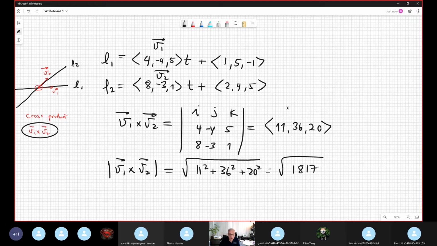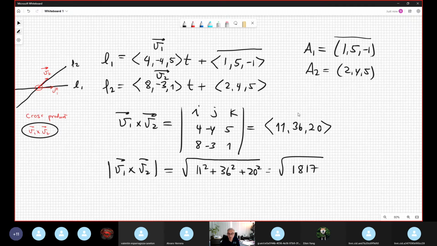Now I need to find the points A1, A2. Well, the point A1 on the first line is 1, 5, -1. Where does that come from? Well, remember the equation. This is like a vector, no? And this is like a point, under the assumption that t is 0. Or t not necessarily 0, guys. Any number. And this is s or t. It doesn't matter. Then A2 is 2, 4, and 5.